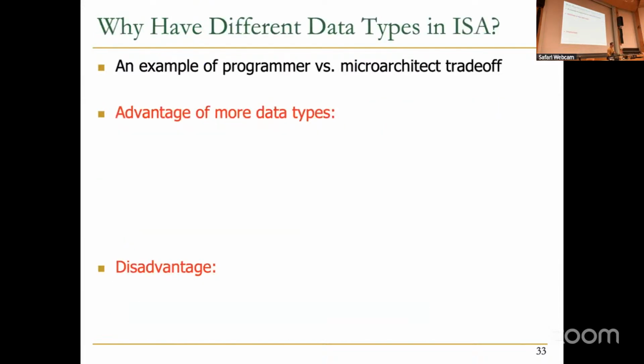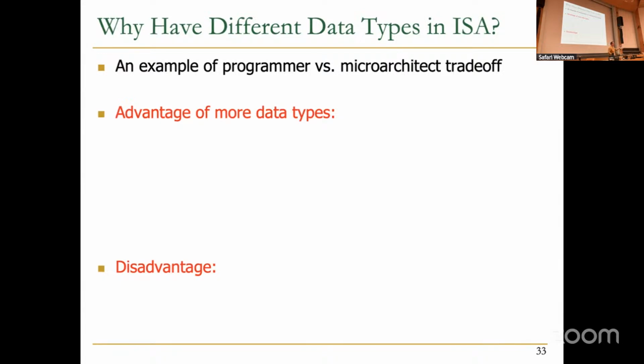Okay, now let me give you the high-level perspective, and then we're going to go into a little bit more detail. This course is about hardware-software interface, right? We are going to talk a lot about that later on, especially when we go into other execution models. But having different data types in the ISA is a very good example of the trade-off that people make between hardware and software. In other words, programmer and microarchitect. Programmer is who implements software, microarchitect is who implements hardware.